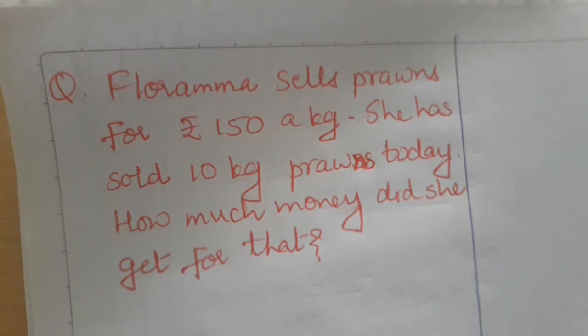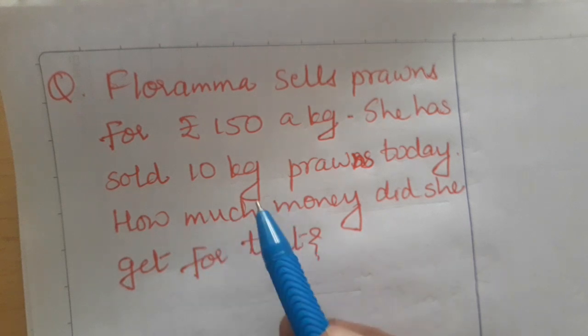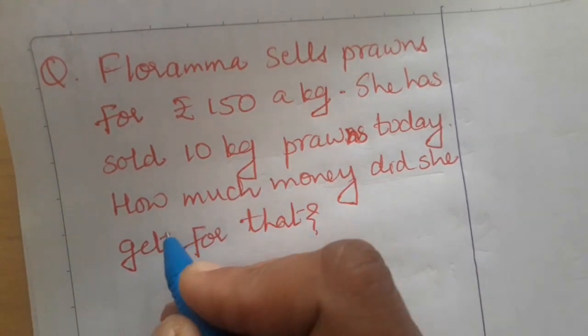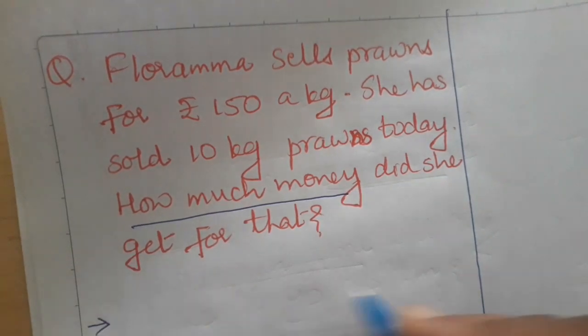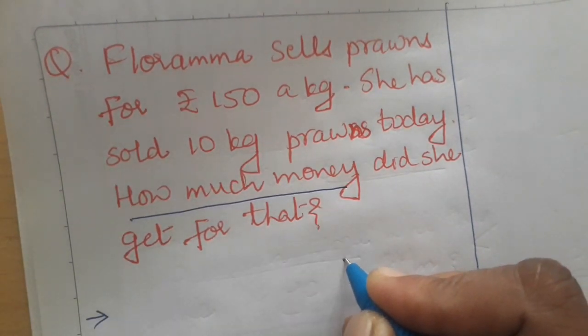Floramma sells prawns for rupees 150 a kg. She has sold 10 kg prawns today. How much money did she get for that? That is how much money is to be found. So I will write rupees on right hand side.